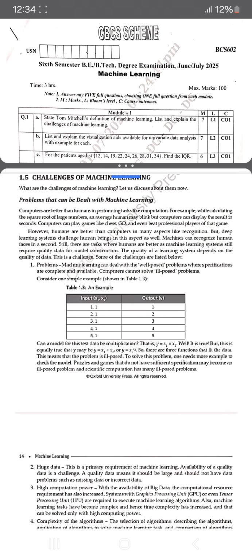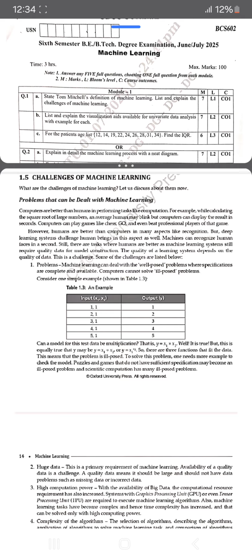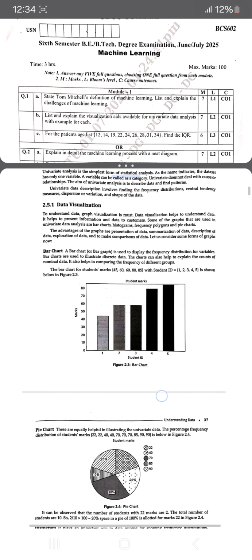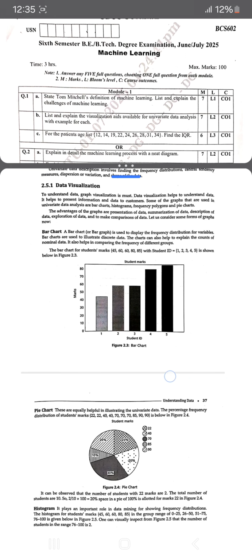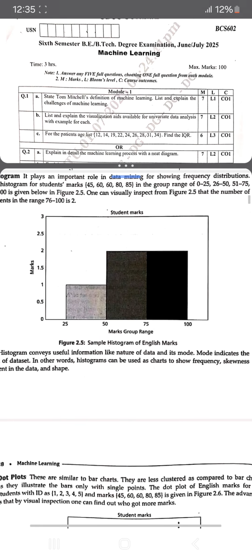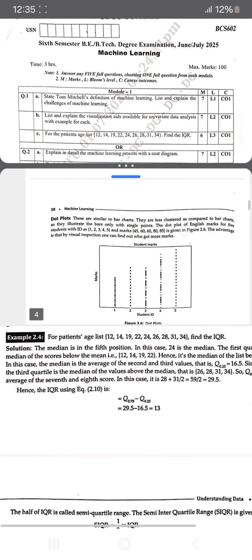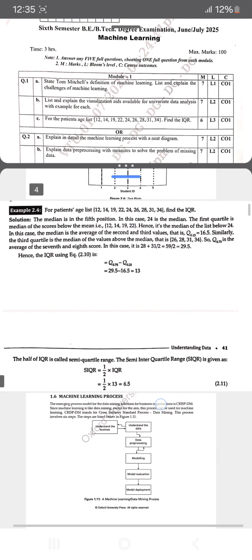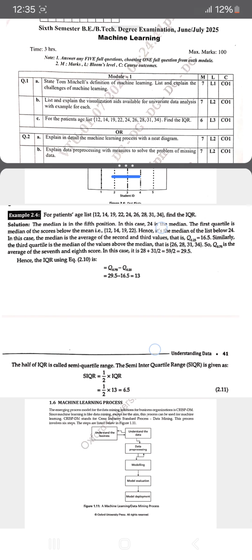Challenges of machine learning. Then list and explain the data visualization. See here, these are the types. You need to write the types and an example for each point. This is the numerical. Question number 1C.